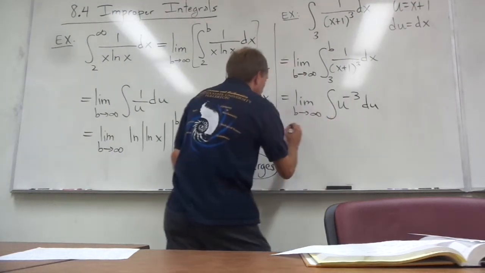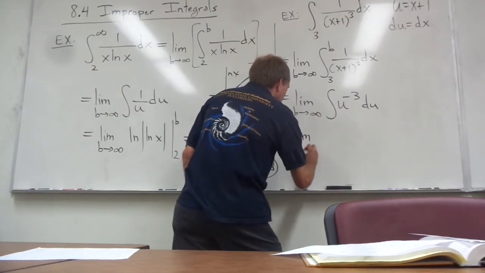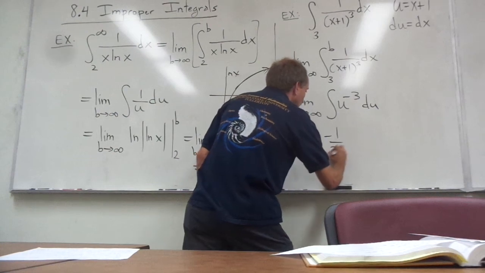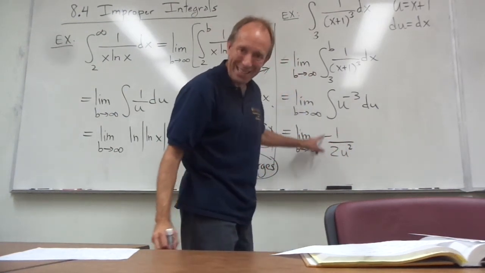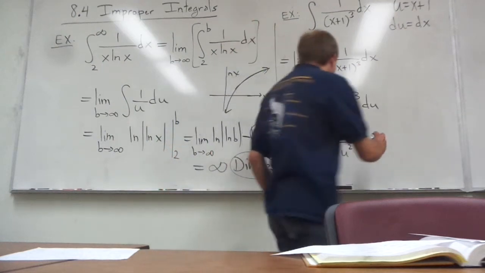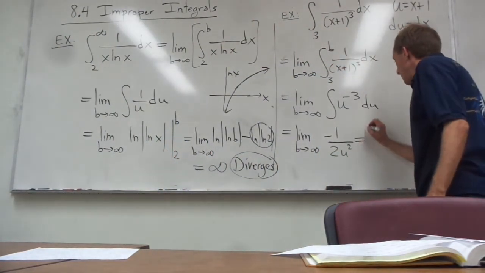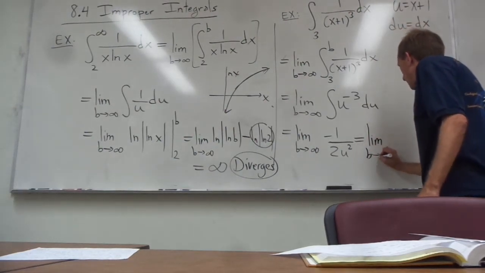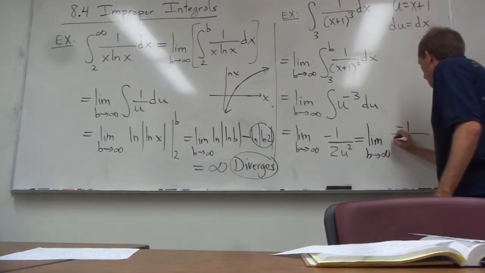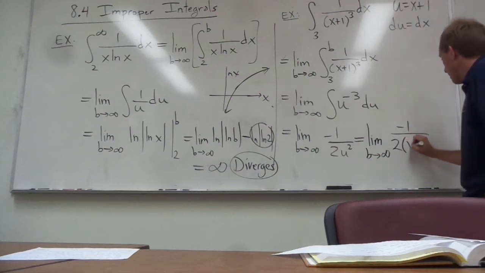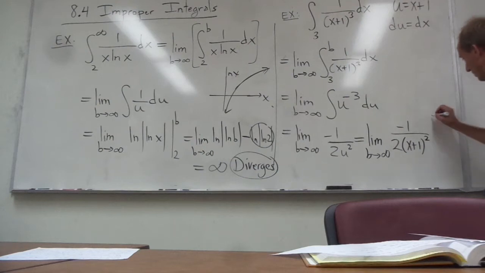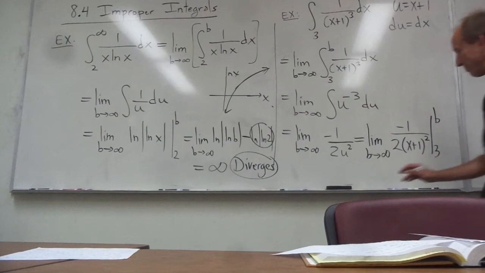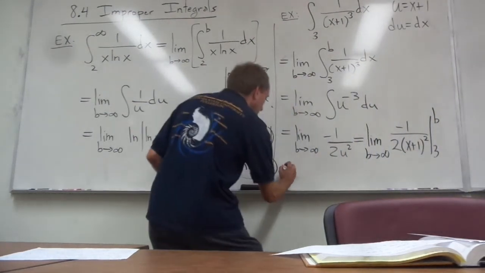My power rule backwards comes into play now, and I get u to the minus 2 over minus 2. I'm going to write it this way so that I have it as a fraction. It just helps me to think about it a little better. And then I need to go back and put in the original expression for u, which is x plus 1 squared. This has to be evaluated from 3 to b.